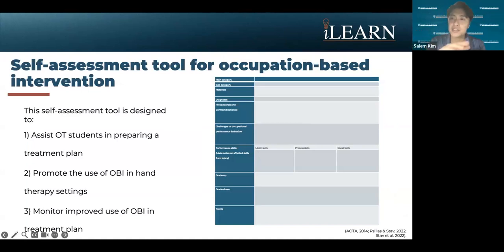We're going to switch the screen really soon to our document so that we can look at this chart from a more zoomed-in perspective. I used some of these charts and some of the information from the occupation-based practice assessment tool created by Dr. Stav and Sila, and I fused that information so that it could help students to use during their fieldwork education in the hand therapy field to promote the use of occupation-based intervention. It will help OT students in preparing treatment plans, promote the use of occupation-based intervention, and it could also be a monitoring tool to improve the use of occupation-based intervention in your treatment plans.